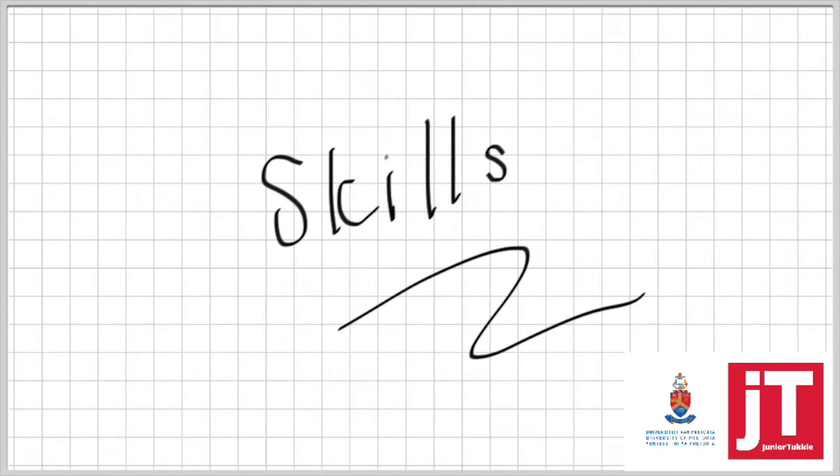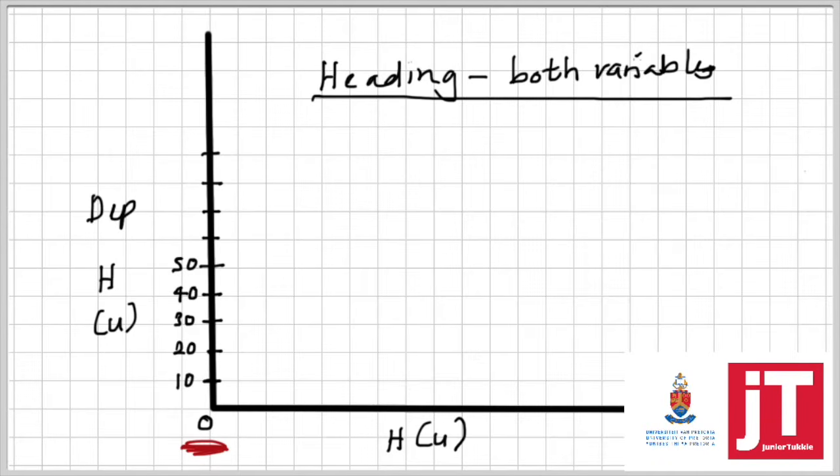This video is on skills. This is a theory video on how to draw graphs. When you draw a graph, you always make sure that you draw your axis, your x and your y axis, and at the axis you always put a 0. That's the most important thing one must put.